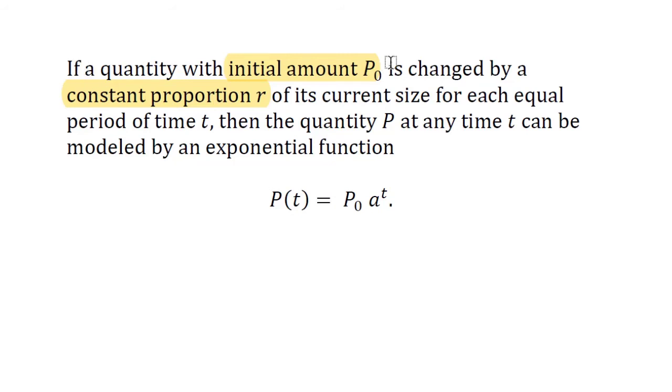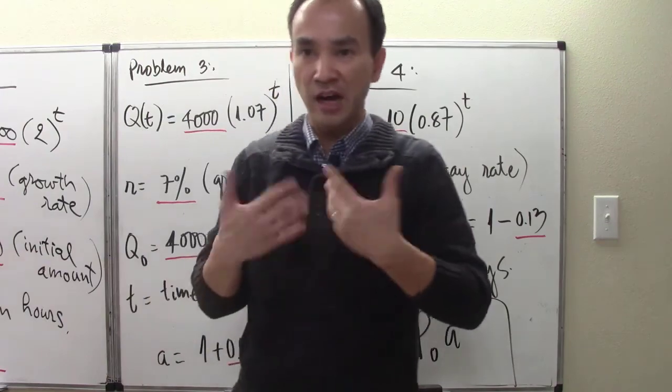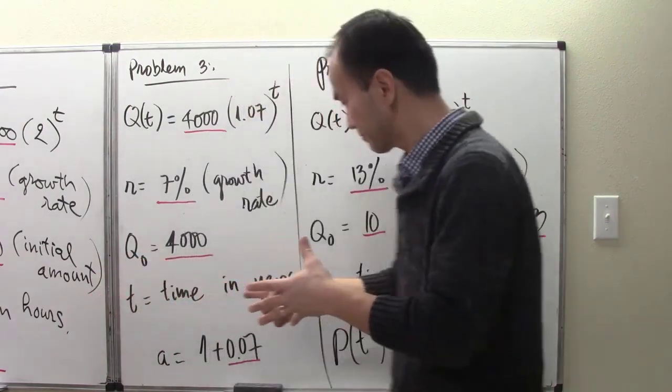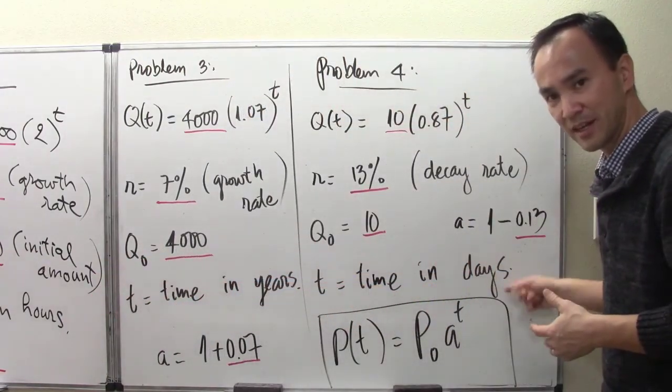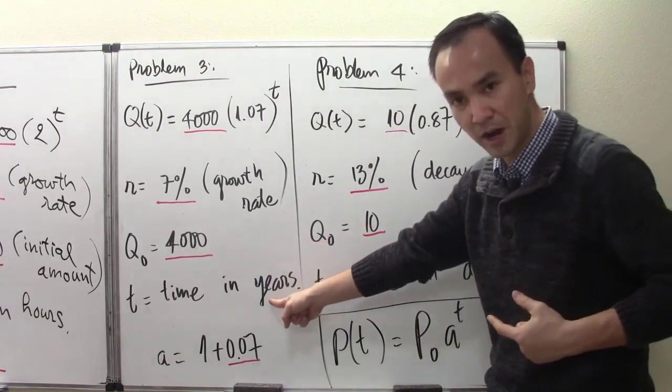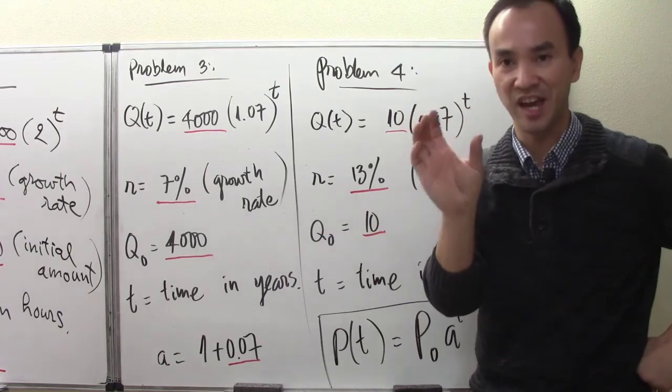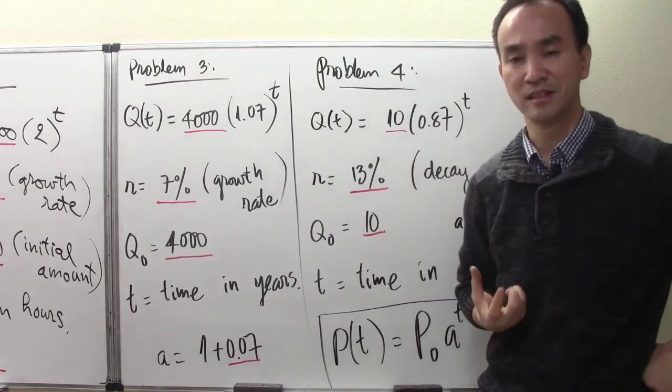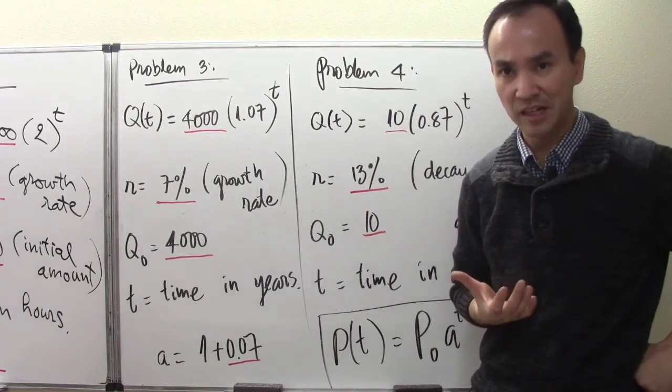Okay, and so now if a quantity with initial amount p sub 0 is changed by a constant proportion r of its current size for each equal period of time. Okay, and this is what I've been indicating earlier, that in some of the problems, time is measured in days, like right here, okay? In some other problems, time is measured in years, like this problem right here. But each one of those is an equal period of time.